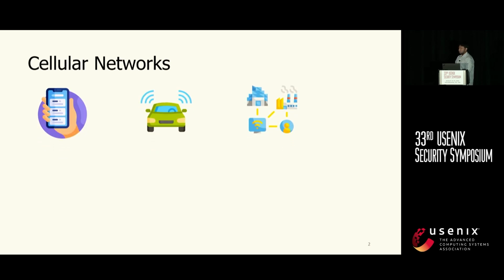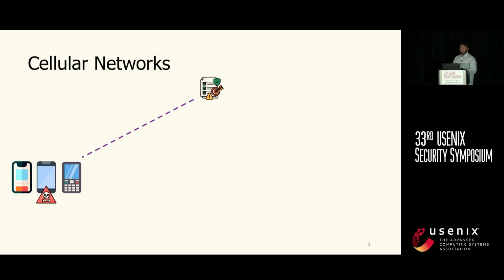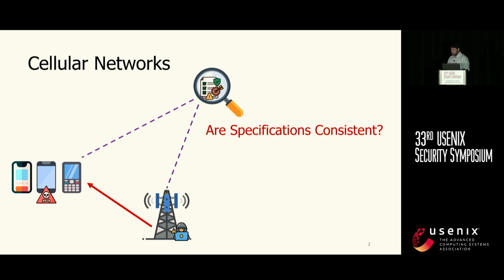As we know, cellular networks such as 4G or 5G are very widely used in our day-to-day life. We use them for our mobile devices, vehicular networks, IoT networks, and so on. These networks are governed by a set of specifications which go through different versions and releases and are written manually. If these specifications have any errors or confusions, that can lead to different exploits in mobile devices, and these exploits can later fall under adversarial attacks. So our question here is: are these specifications consistent or inconsistent?